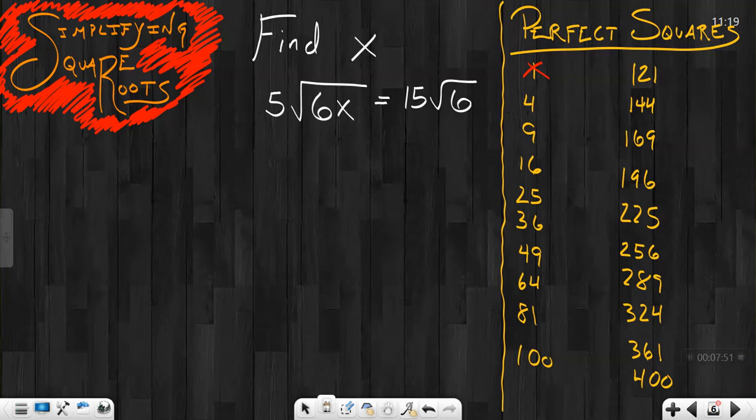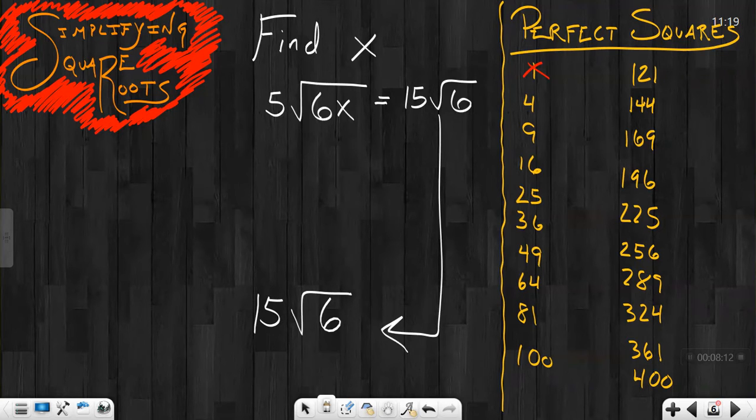Now, you're going to see questions on the Keystone exam that look like this. They're now going to test your ability to understand the process by throwing in a variable here. Like 5 root 6x equals 15 root 6, find x. What value of x will make this true? To help me out, I'm actually going to move this down to the bottom, giving me 15 root 6 at the bottom, because I've been working down the page.